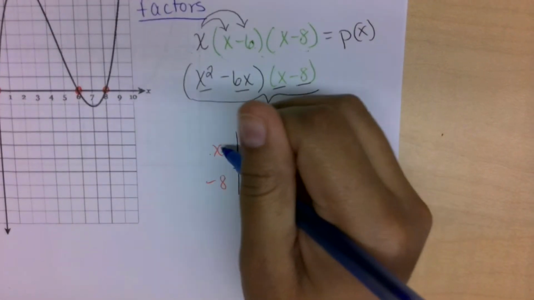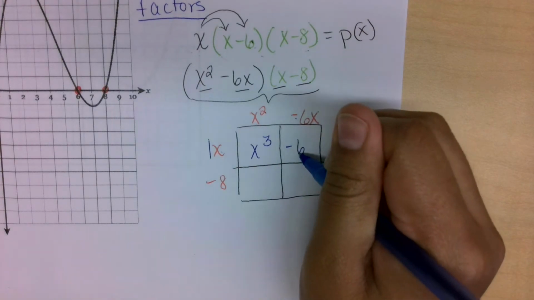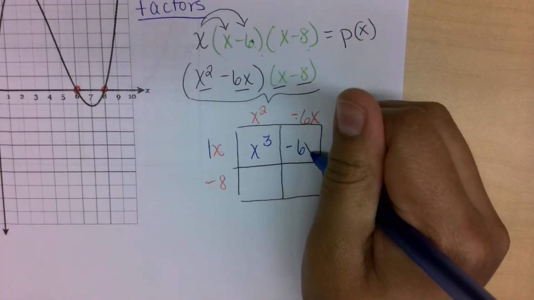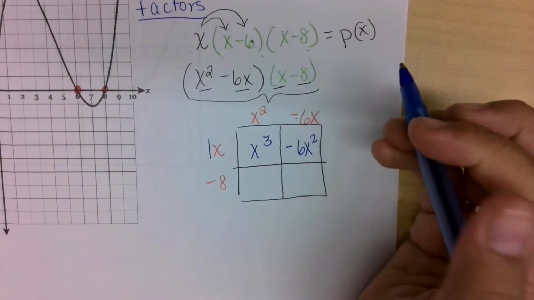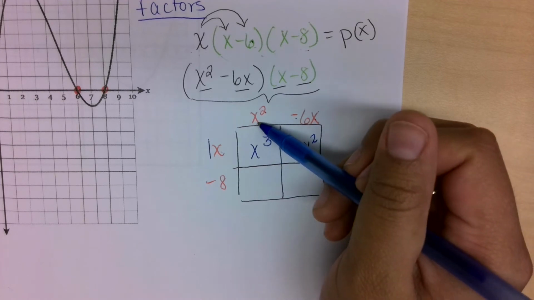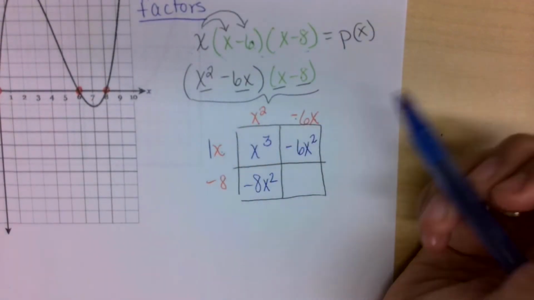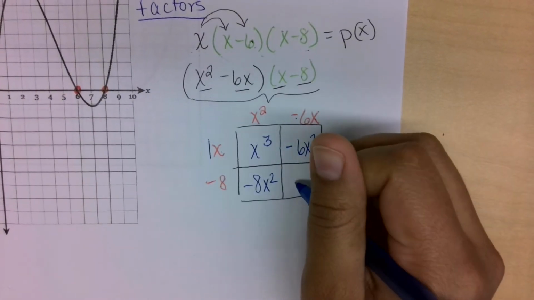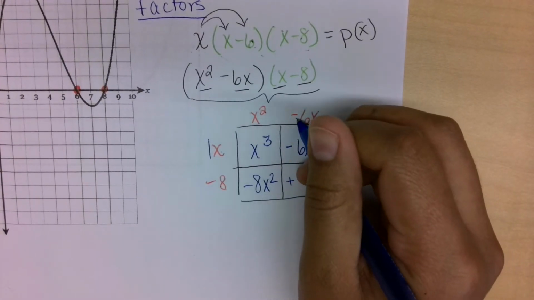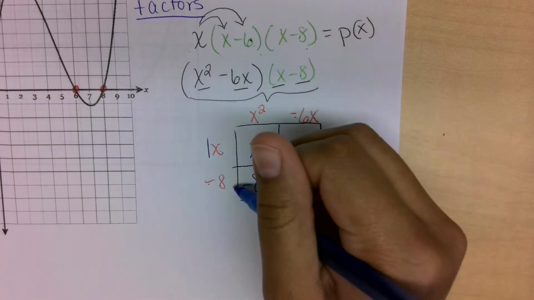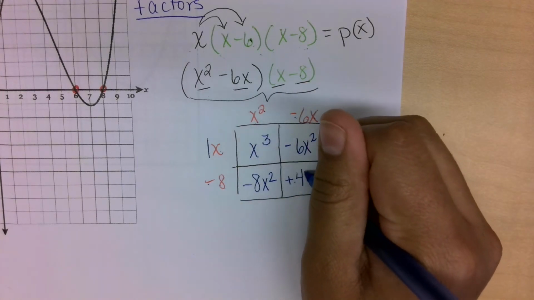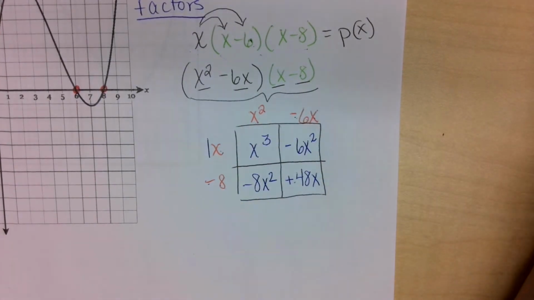Here I have a negative 6 times a 1, which is just negative 6. X times x is x to the second. And then we have x to the second times negative 8 is negative 8x to the second. Then we have negative 6x times negative 8x is positive, because a negative times a negative is a positive. 6 times 8 is 48x. And notice that this one actually did not have a constant, because all of these have x's.